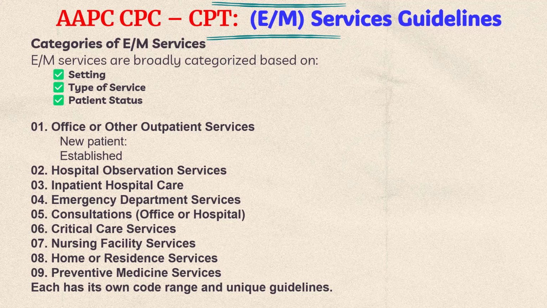Then the emergency department services, consultations, office or hospital, critical care services, nursing facility services, home and resident services, preventive medicine services. So each has its own code range and unique guidelines. So we will see each one by one with the real world examples.